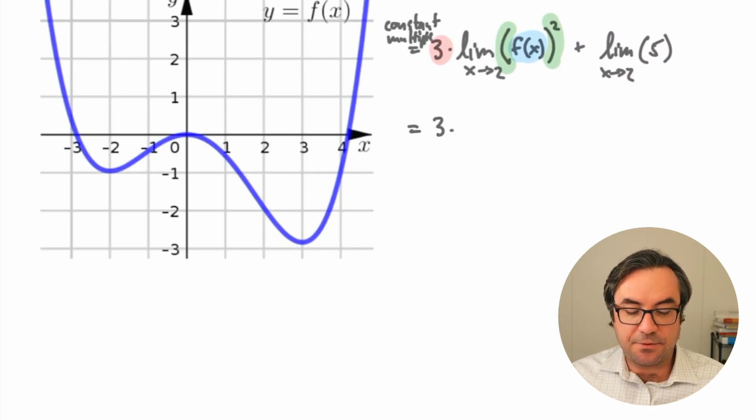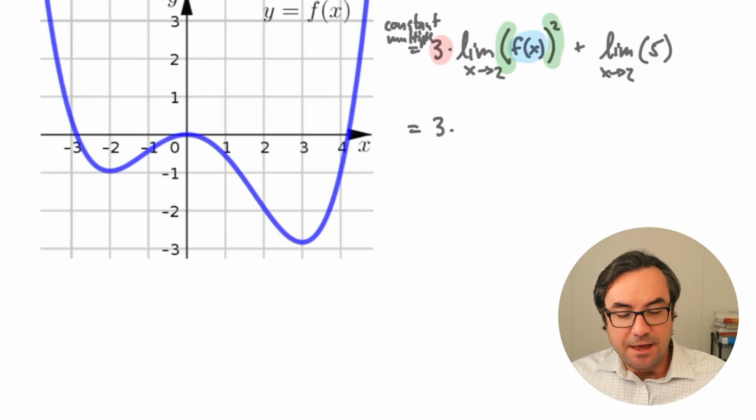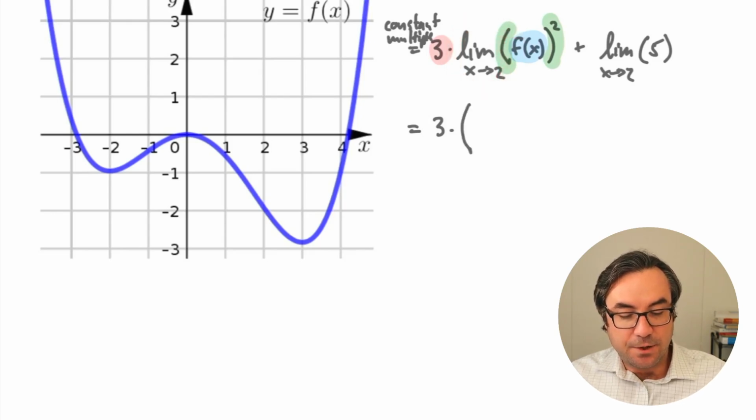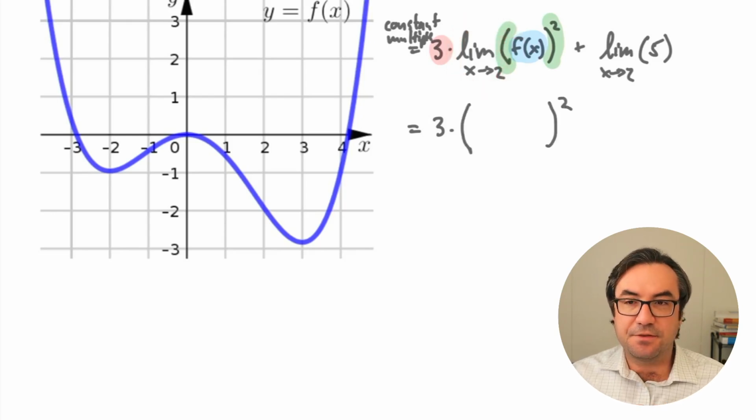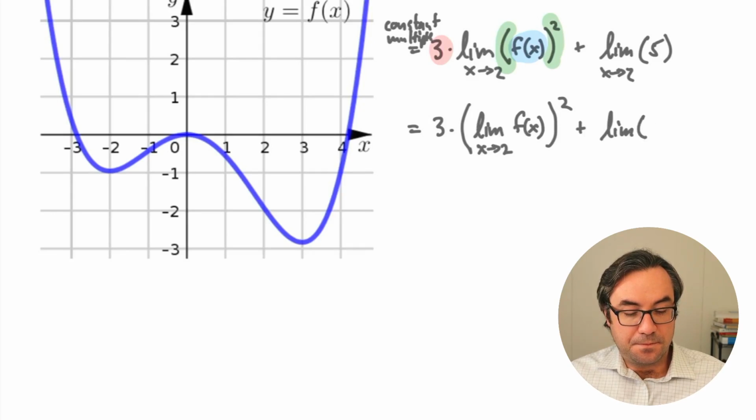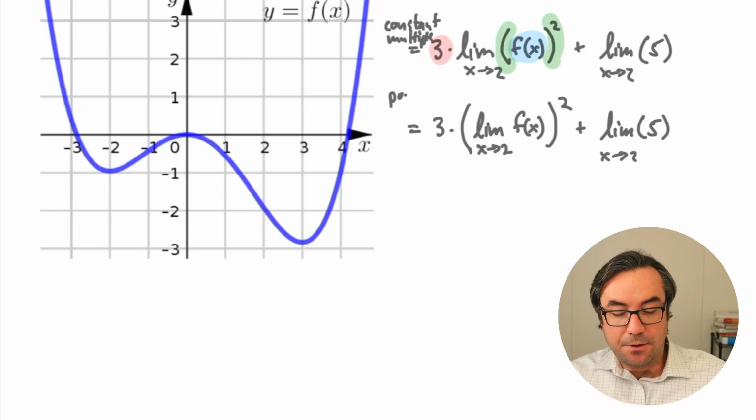So we're still going to have that 3 in front. And then I'm going to bring this limit sign inside the parentheses there. So we're going to have our parentheses of the thing getting squared, but now we're going to essentially bring that limit right on inside. So that's our power limit law.